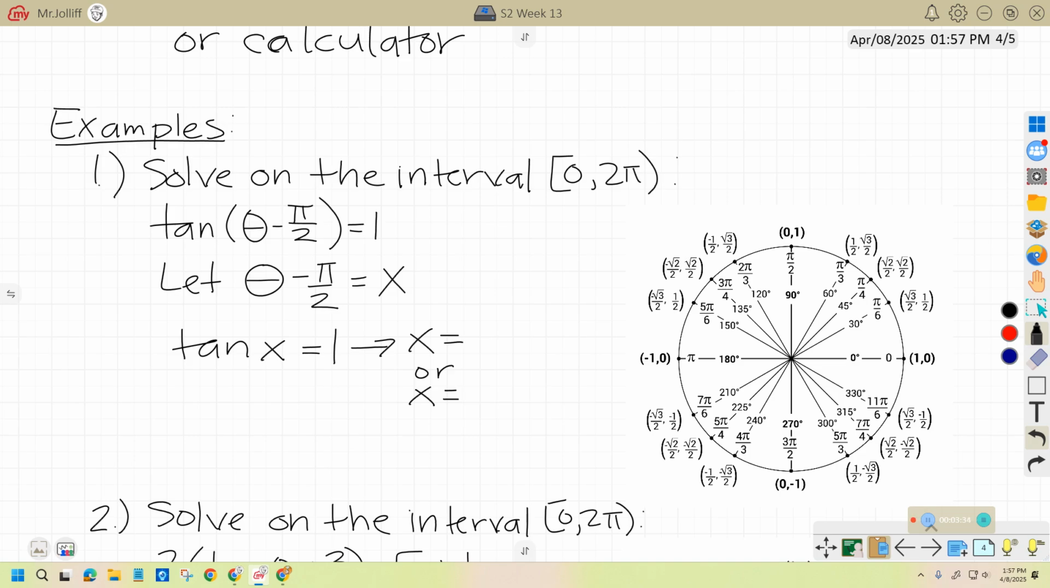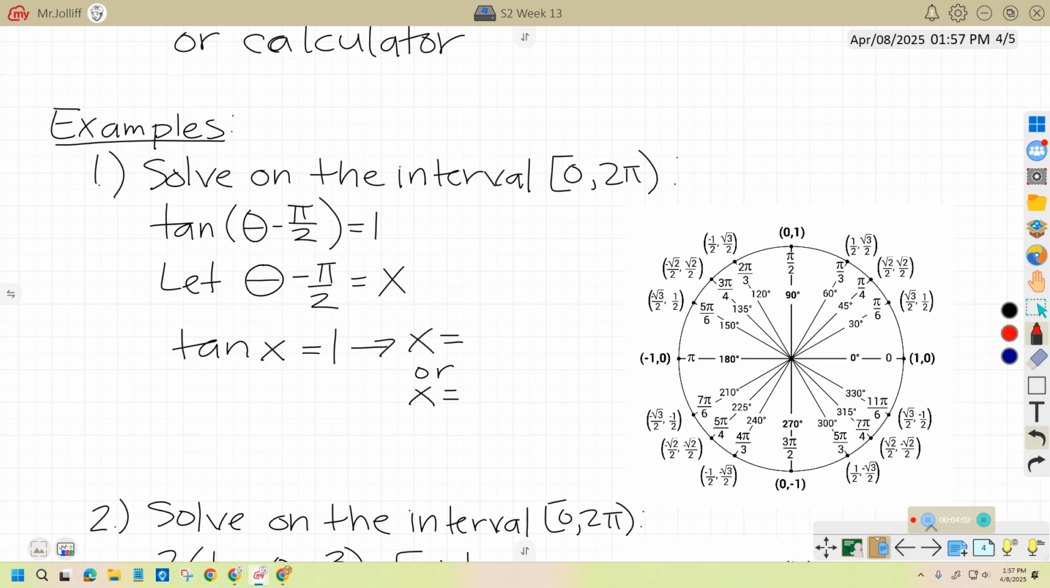If I go to my unit circle, tangent equals 1 means sine over cosine is 1, right? Which means y over x is 1. That only happens when y and x are the same number, right? 5 over 5 is 1. X over x is 1. So I'm looking for points on the unit circle where the x and y coordinates match. Where does that happen?